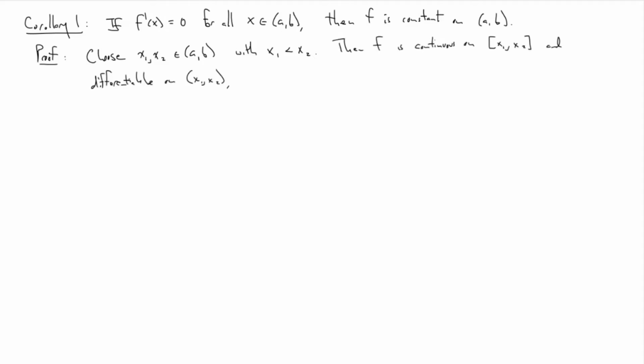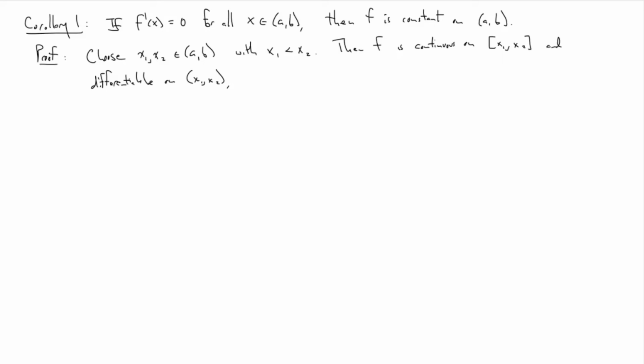Then f is continuous on the closed interval from x1 to x2 and differentiable on the open interval. The differentiable on the open interval part is completely obvious because x1 and x2 are contained in the interval from a to b, and it's differentiable on that entire open interval. The continuous on the closed interval from x1 to x2 part is slightly subtle, but we know that the function is differentiable at x1 and at x2, because these are points in the interval from a to b.